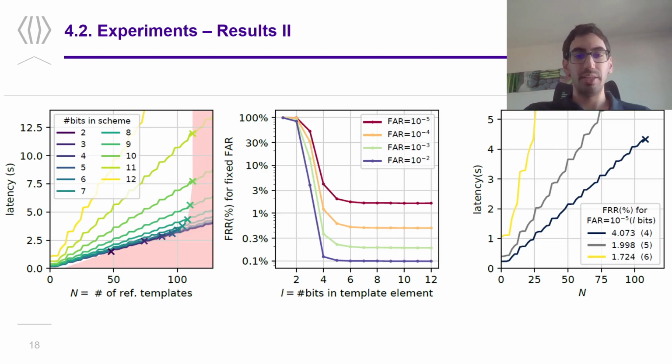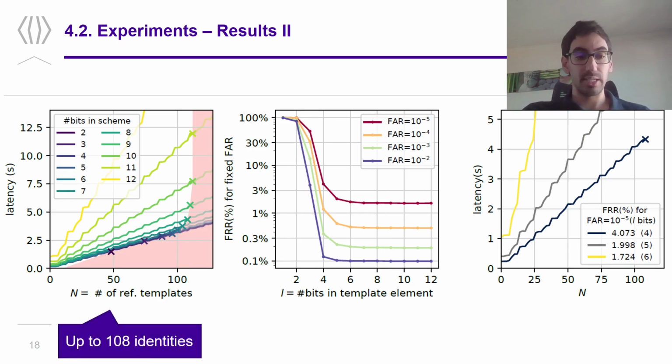Now, to jump into the actual more detailed results, we have three graphs here. Let's go one by one. On the left-hand side, we have the number of reference templates on the x-axis versus the latency of the overall system of the live matching phase. And here we can see that there's this red area. There's the area where we would not be able to perform operations without leaking the entire database. From this graph, we note that we can reach up to 108 identities without fully disclosing the reference template database.